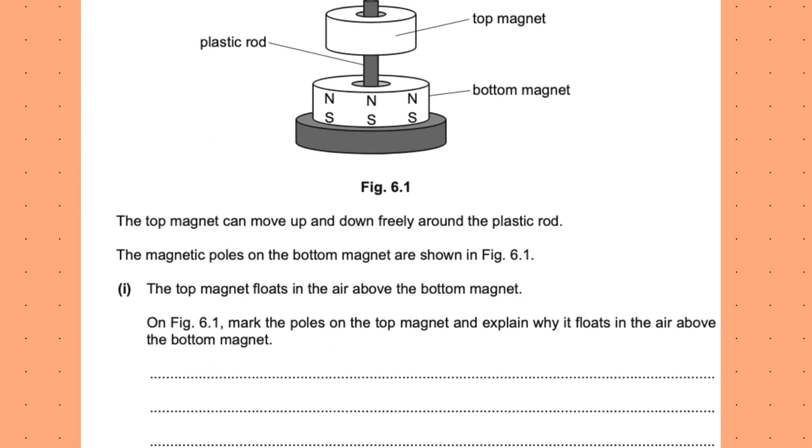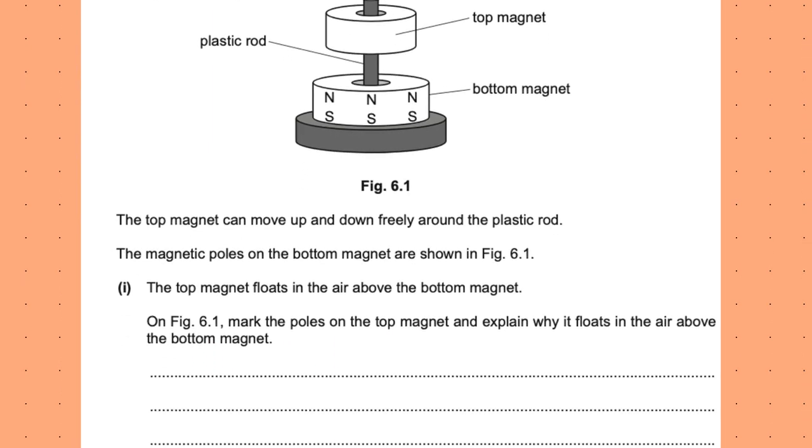So for this to float, and if this is not falling down, this must mean that this bottom magnet must be repelling this one. And this is why it remains suspended like this. So I know that for repulsion to happen, the poles at the bottom must be north, and the poles at the top must be south poles. So then I need to explain why this is going to happen. So on 6.1, I've marked the poles, explain why it floats in the air above the bottom magnet. So I would say that the like poles, which in this case are N poles, so like poles repel.